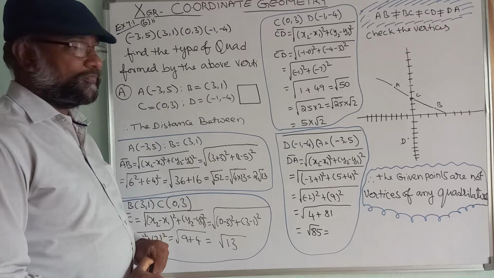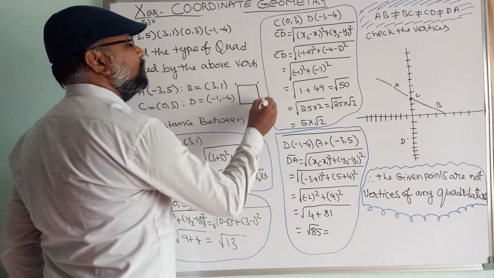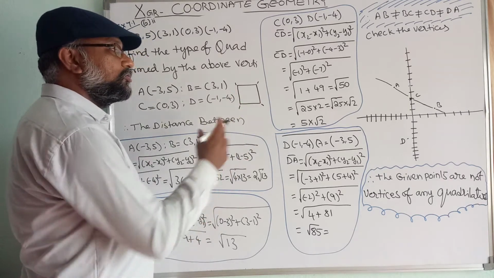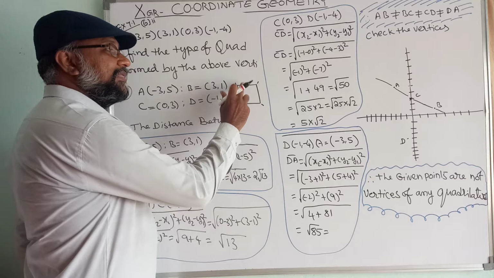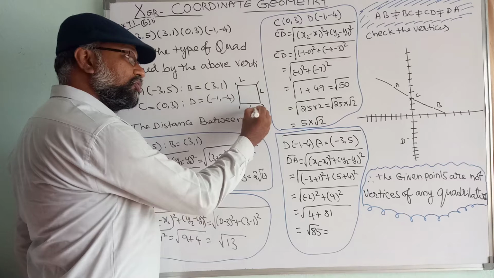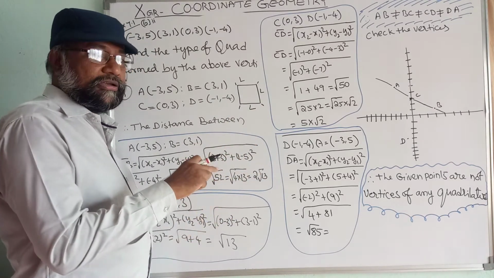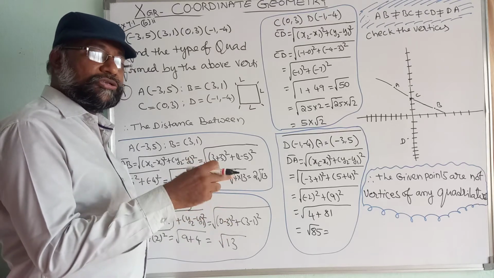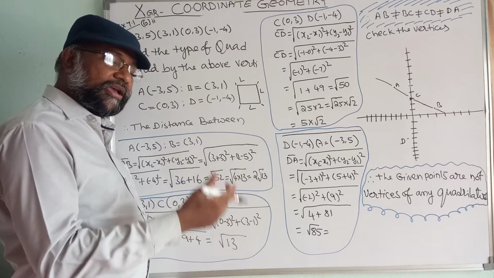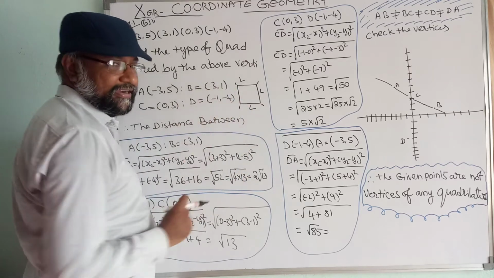Quadrilateral means four vertices are given: one, two, three, four. Assume that they are the vertices of a quadrilateral. So we basically need the length of the sides. The length of the sides is required to check the properties: whether the quadrilateral is a rhombus, a square, a rectangle or a parallelogram. To check the properties, first of all we need the length of the sides.